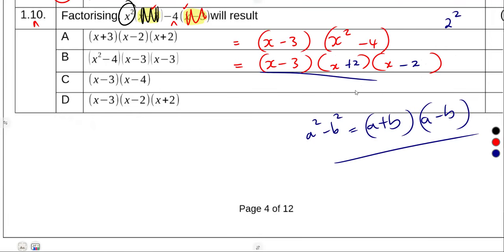So this is it. Which one is going to be the best answer when you factorize completely? That's here, D is the best answer. X minus 3, x minus 2 here, and x plus 2, we've got also x plus 2 there. So that was going to be the best answer from what we are given.